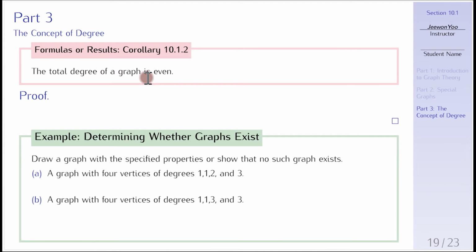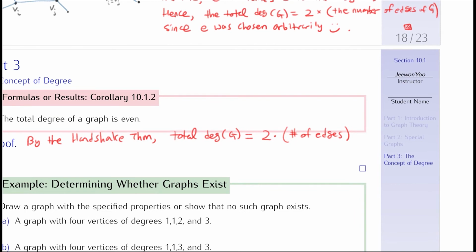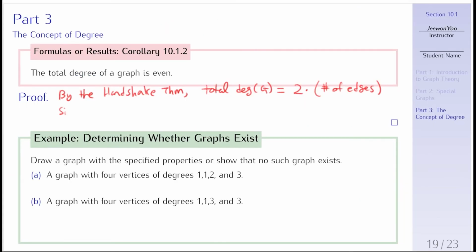The total degree of a graph is even. You know what? The previous handshake theorem is very useful here. Do you know why? Because we already proved that the total number of degree of G is equal to twice the number of handshakes. In other words, twice the number of edges in G. Since the number of edges is an integer, okay, the proof is completed.